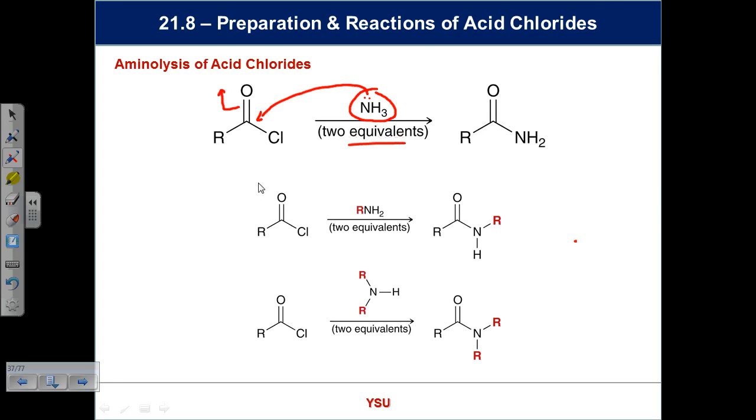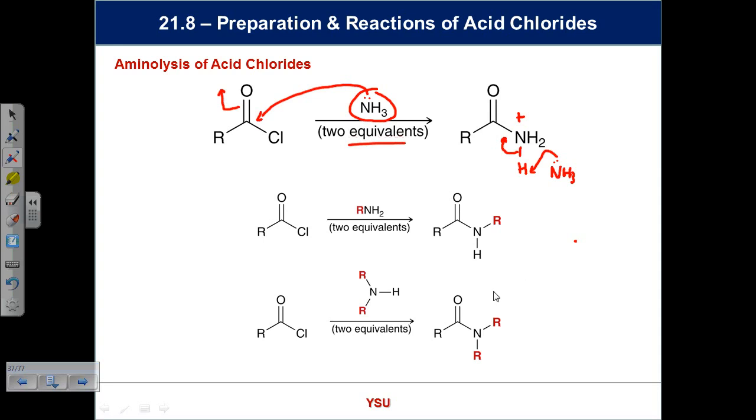So the first equivalent kicks out the chlorine and produces this with the extra proton attached, and then the second equivalent of the amine, in this case ammonia, comes in and grabs that proton. It serves the same purpose that pyridine would, just keeping it simple because these are cheap materials, and then you get the product by deprotonation like that. So fairly simple, just nucleophilic acyl substitution.